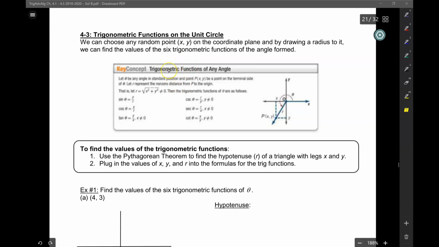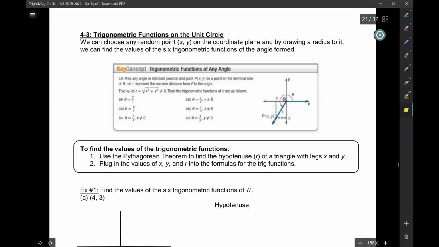this section 4.3. So it's not a very long lesson. And hopefully after this, you'll be able to do some homework and then work a little on the practice quiz as well. All right. So what we're going to do is talk about trig functions of an angle made by a random point.